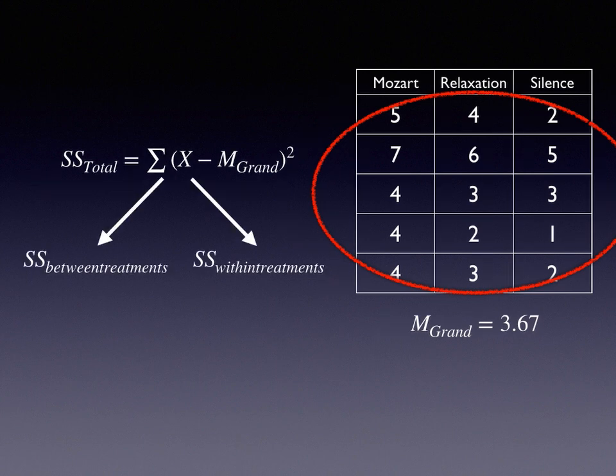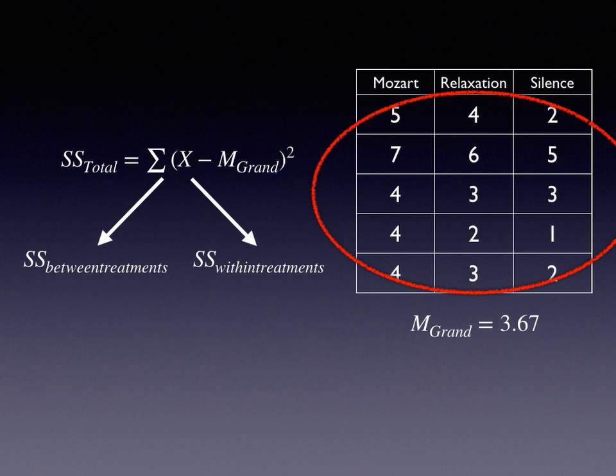Analysis of variance is literally that. The word analysis means to split something into its component parts. And we're going to use ANOVA to split the total sums of squares into sum of squares between treatments, how different are the means from each other, and sum of squares within treatments. Within a condition, how different are the scores from each other.